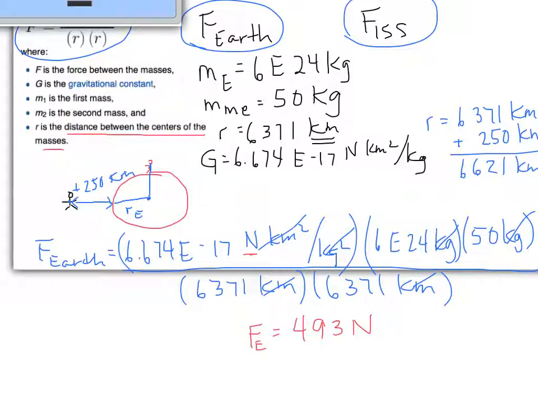Now, the question isn't what's the force standing on the Earth. The question is to compare the force if you're standing or if you're floating in space next to the International Space Station. Well, if we go back to our formula, if we want the force due to the International Space Station, the gravitational constant is the same. The mass of the Earth is the same. The mass of you is the same. The only thing that's different now is we're going to use 6,621 kilometers to do our calculation.